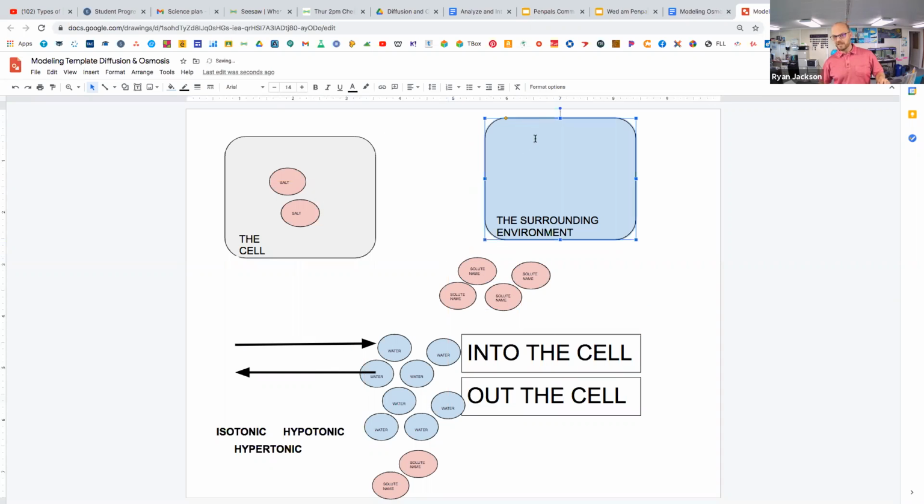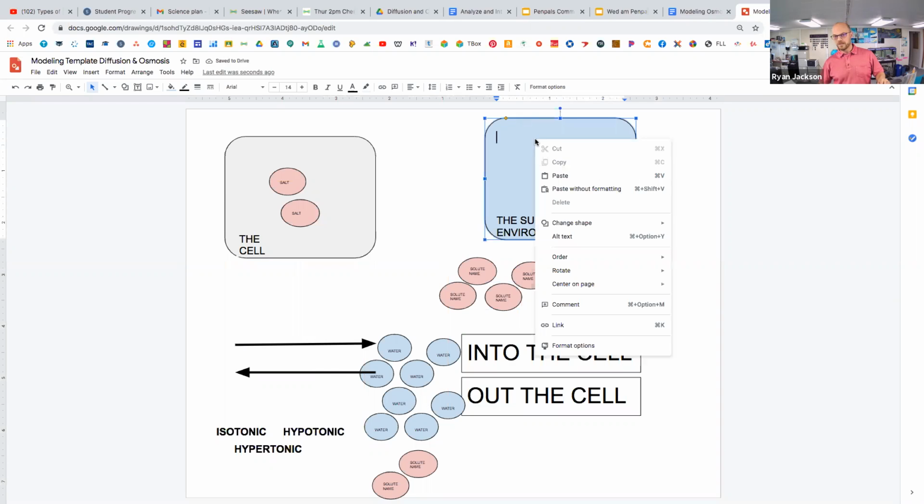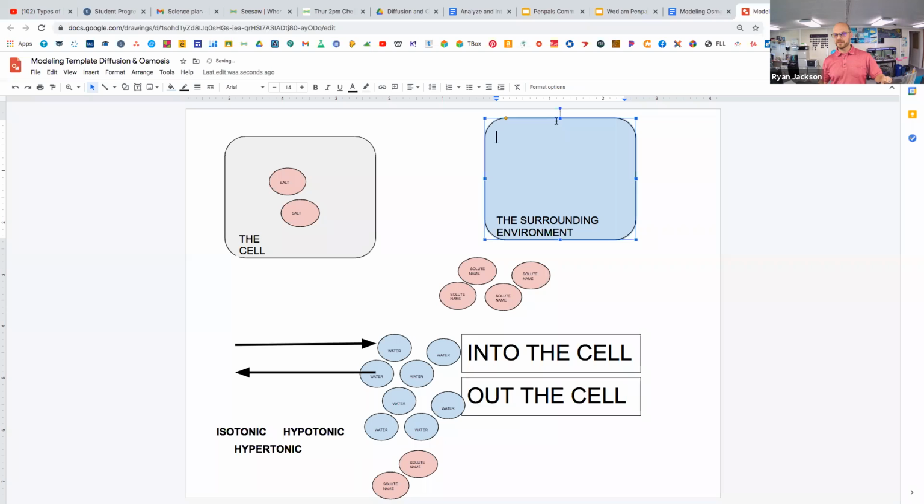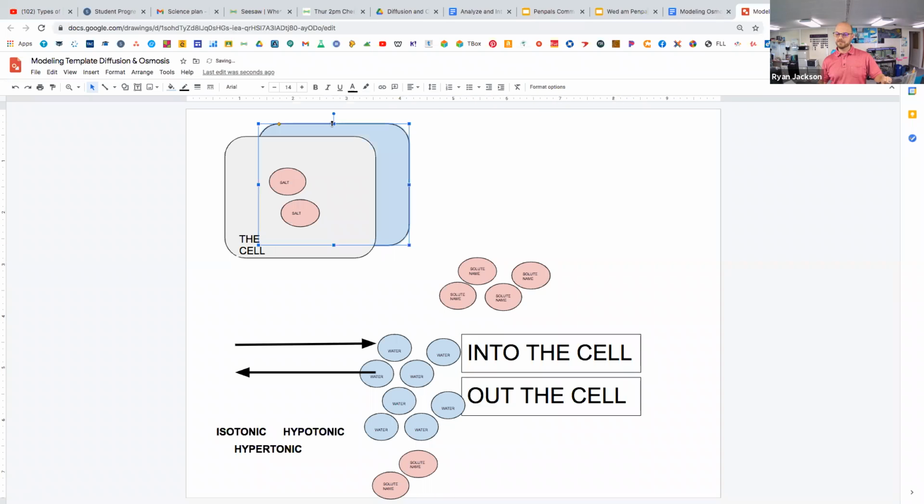If I right-click this whole thing, I go down to this word called order. And order means, is it in the front of the picture or in the back of the picture? Since this is the surrounding environment, I want this to be in the back, so the cell can be inside of it. So I send this to the back and watch what happens. If I move it over, it's magically behind it. See that?